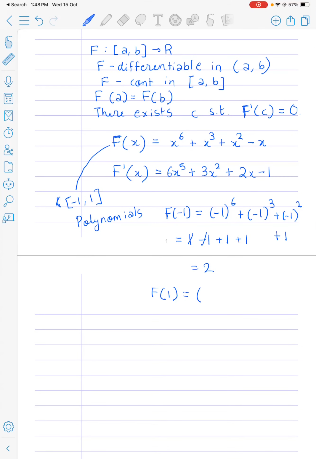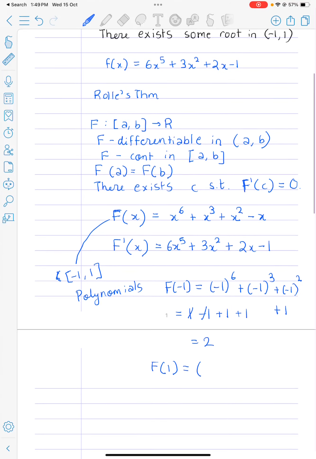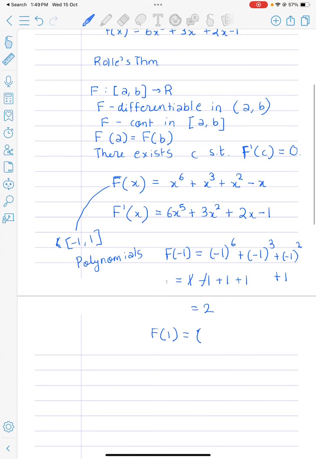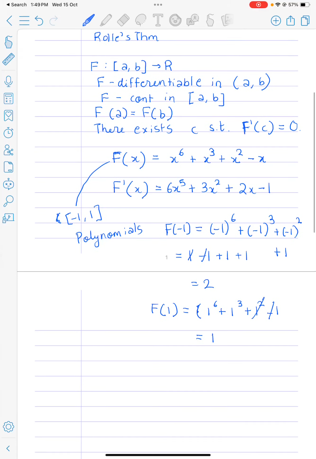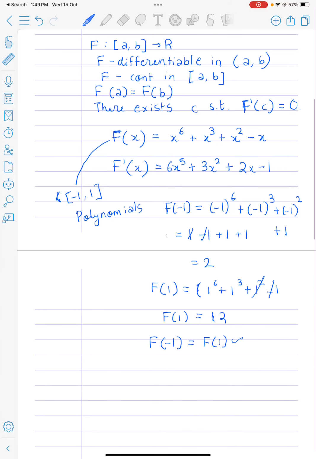And you calculate F(1). F(1) is, you put 1 here: 1 to the power 6 plus 1 to the power 3 plus 1 to the power 2 minus 1. So you will get 1 plus 1, 2. So F(-1) is equal to F(1). So we have verified this, right? Differentiable is true, continuous is true, and F(a) is equal to F(b).